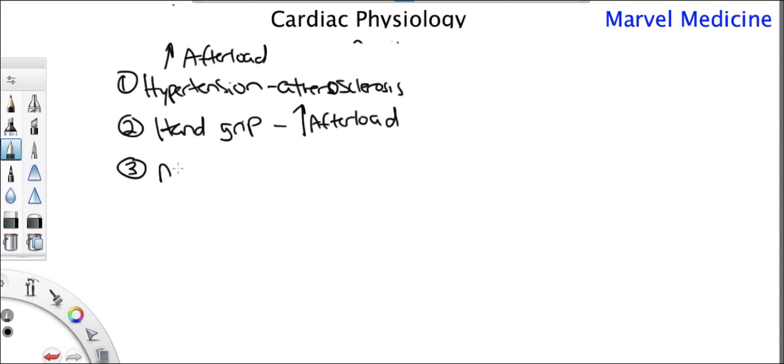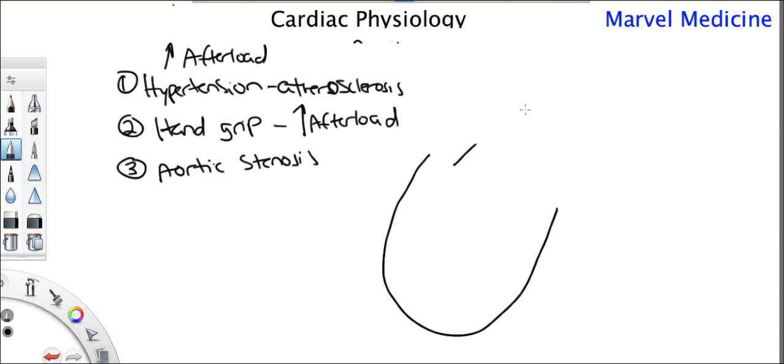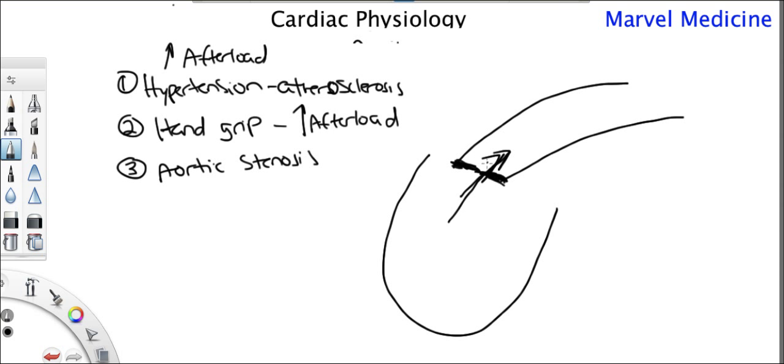What else does it? Aortic stenosis. Does that make sense? Let's take a look at my ventricle again and my aorta coming out. This is my aortic valve. It usually opens up and sends blood through. Now, let's say it's really, really stenotic and closed. If it's like that, would it be easier to send blood through or harder? More difficult, right?